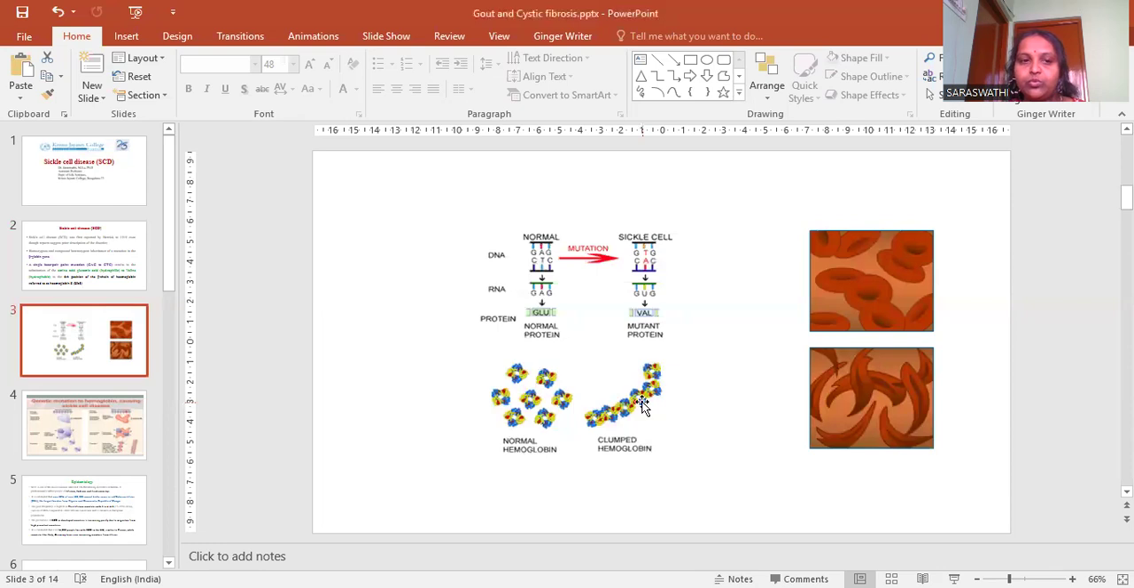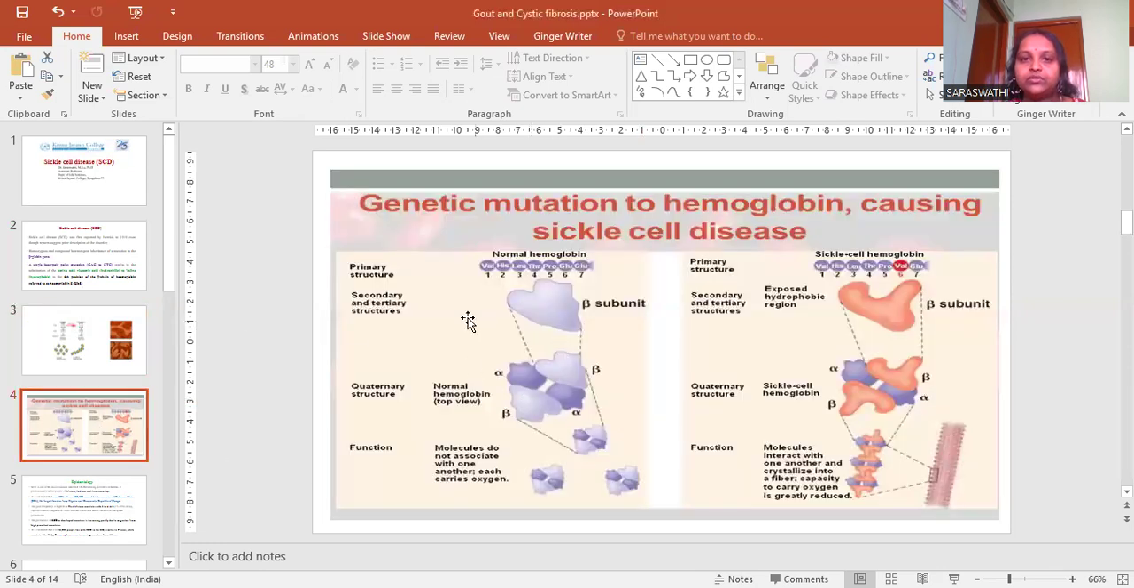Now I'm coming to how the genetic mutation of the hemoglobin causes sickle cell disease, right? You can see the primary structure of the amino acids, the linear structure of the normal hemoglobin, then the secondary structure of the beta subunit, and the quaternary structure. What we discussed is that hemoglobin is made up of 2 alpha and 2 beta. Normal hemoglobin goes and binds to oxygen, forming oxyhemoglobin, which is circulated to the cellular organelles and tissues. They will not associate with each other.